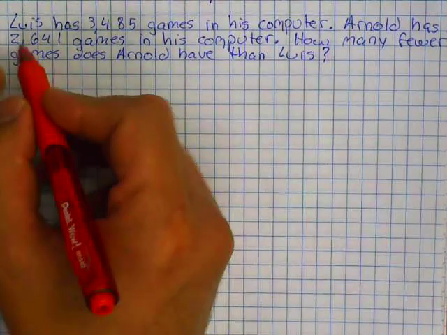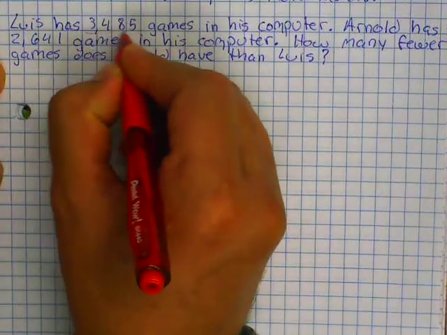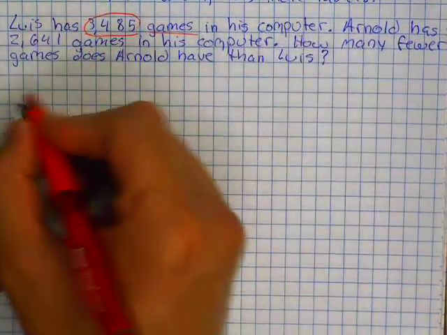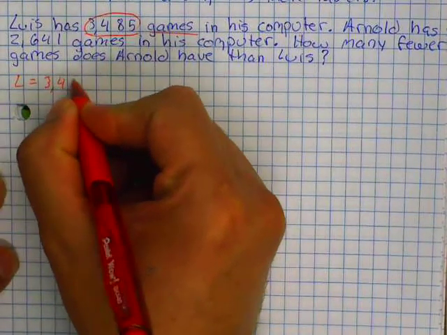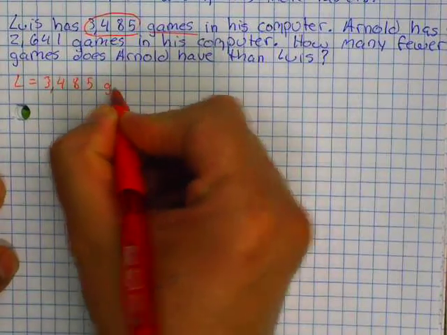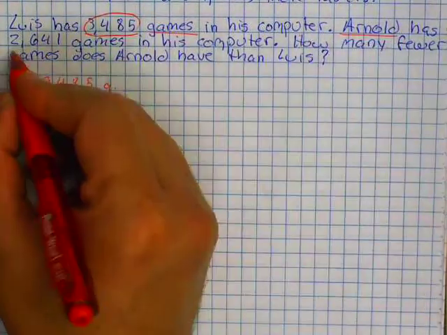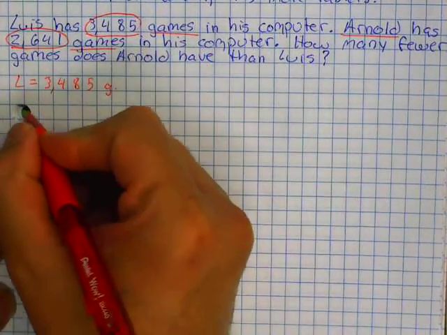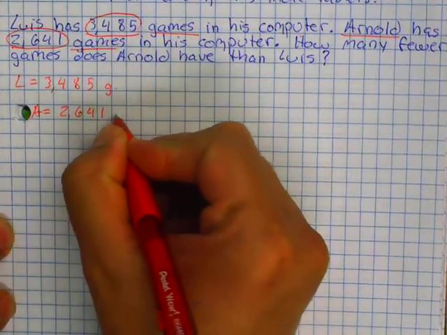So let's see this problem. In this problem it says Luis has 3,485 games in his computer. So Luis has 3,485 games. Arnold has 2,641 games in his computer. So Arnold has 2,641 games.